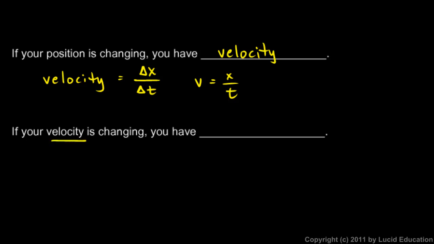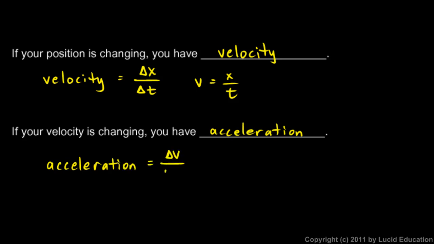If your velocity is changing, then you have acceleration. If your velocity is changing, you have acceleration. And you could write the equation for acceleration like this. Acceleration is your change in velocity divided by the time that it took for your velocity to change.